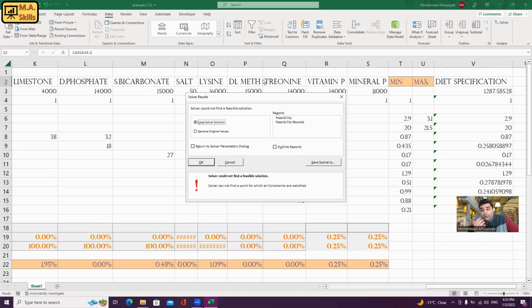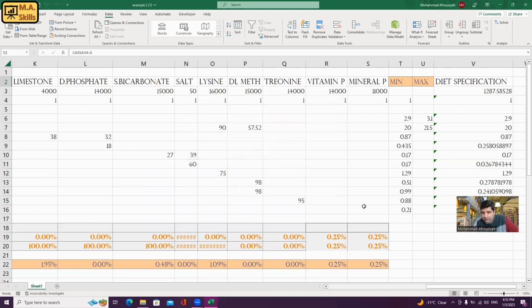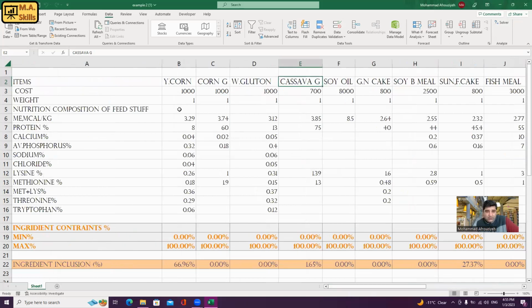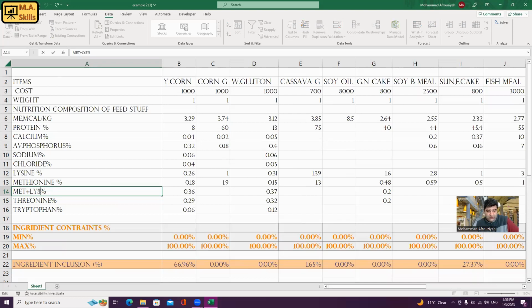Technically, you did a good job, but for some reasons, the software is not able to find a feasible diet. We need to address the issue. It's really simple. If you look at the nutrient composition of ingredients, when I'm looking at some amino acid levels like methionine plus lysine, which is wrong again. I didn't see this one, but to my subscriber, again, you need to be careful. We don't have methionine plus lysine. We have methionine plus cysteine. So you need to correct this one, it is wrong.